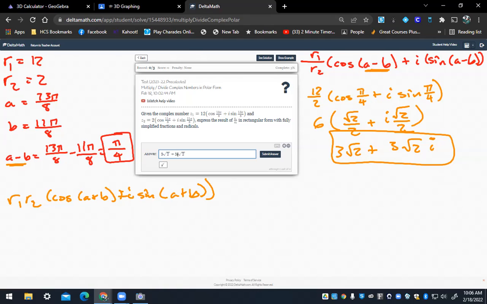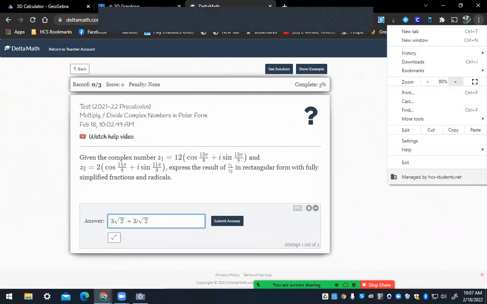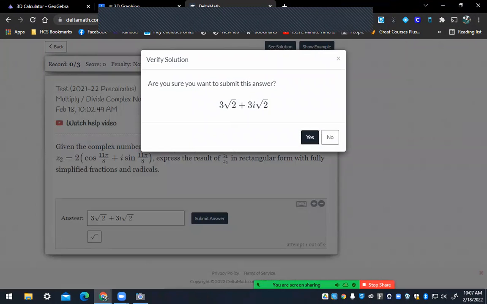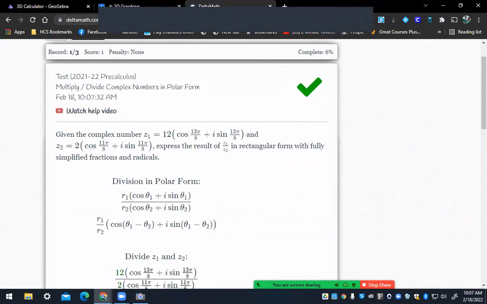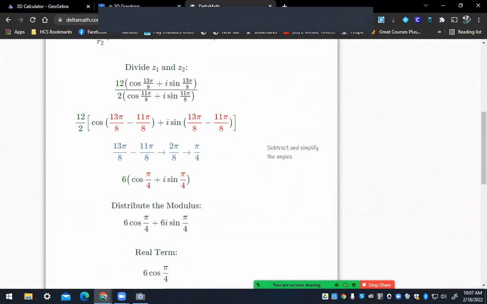All right, guys. When you are putting this in, let me make a note of this real quick. When you're putting this in, write 3i root 2. The reason why you put the i in front is to make sure that the i is not under the square root. Does that make sense? So do 3i root 2, not 3 root 2i, because trust me, a lot of people do that and get it wrong. All right, let's see if we are correct. And we are.